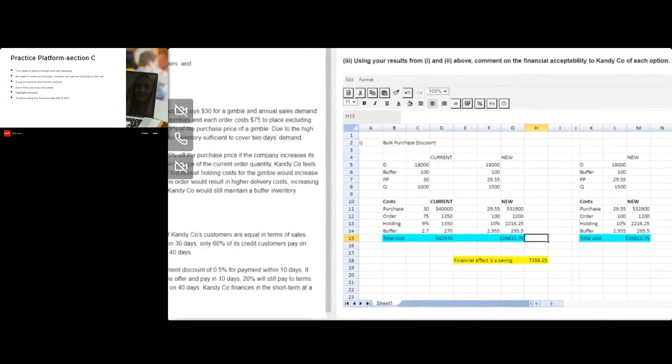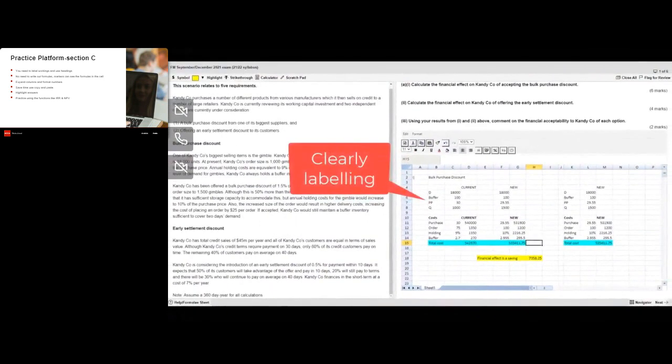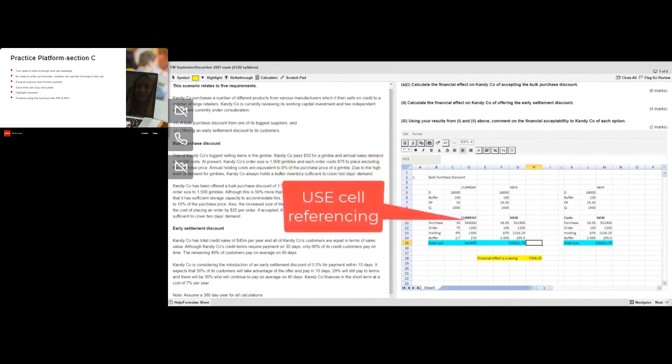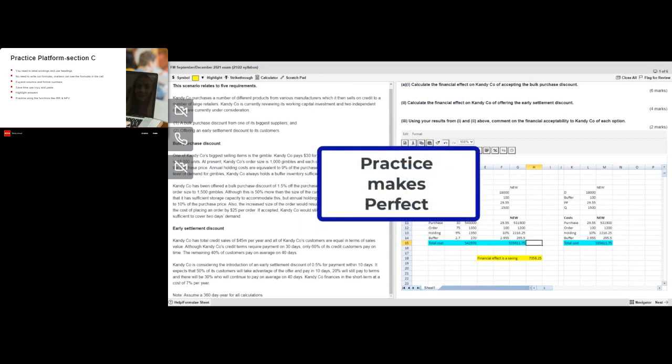So hopefully you can see by clearly labelling the cells, you do not need to write out formulas, but you do need to make sure that you're using the spreadsheet effectively and that you're referencing cells so that the marker can see where your figures have come from. This is so important because of those own figure rule marks. Any mistakes can then be followed through by using the formulas in the cells. And therefore you only get penalised at the first mistake. Remember, practice makes perfect, so you must practice using this spreadsheet.